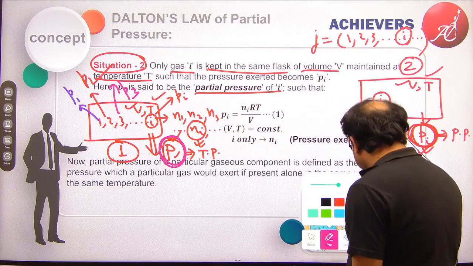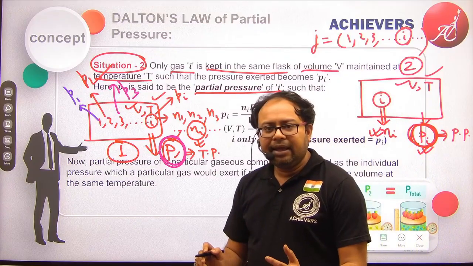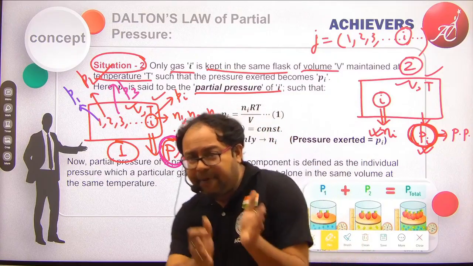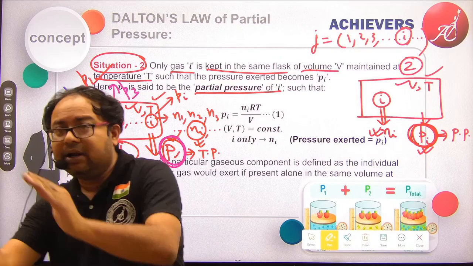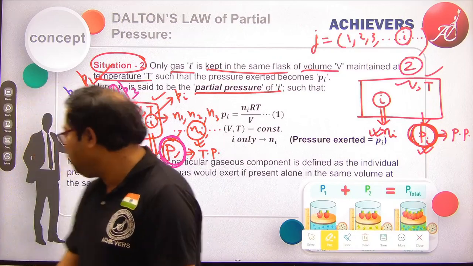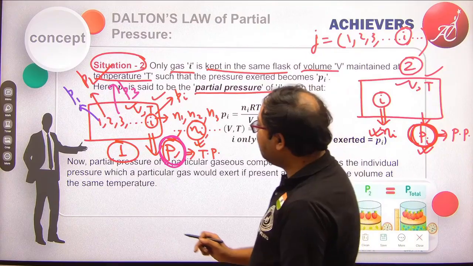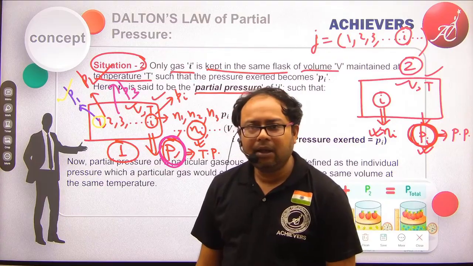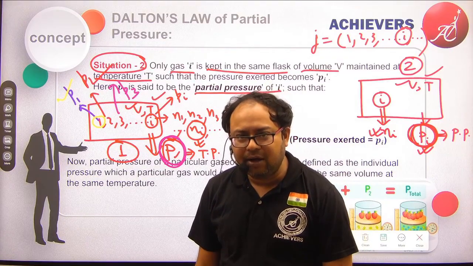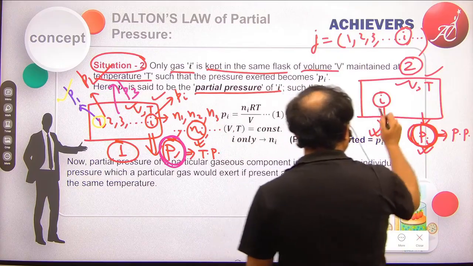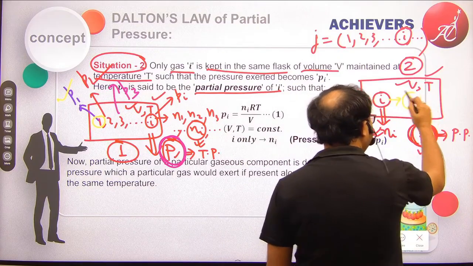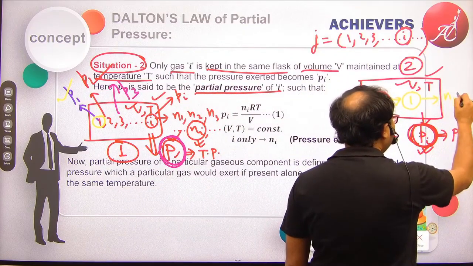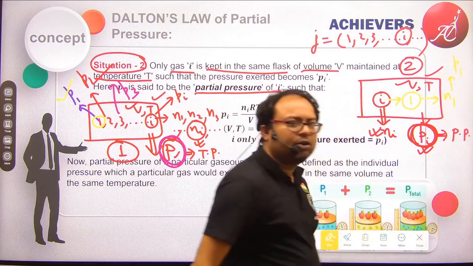Now, this capital P is coming out of the contributions of pressures for different gases. So what would be the contribution of gas 1? The contribution of gas 1 is P1, or rather the partial pressure of 1. And what is the partial pressure of 1? Very simple. You replace gas i by gas 1. If you keep gas 1 over here, then its number of moles is N1. The partial pressure is going to be P1.